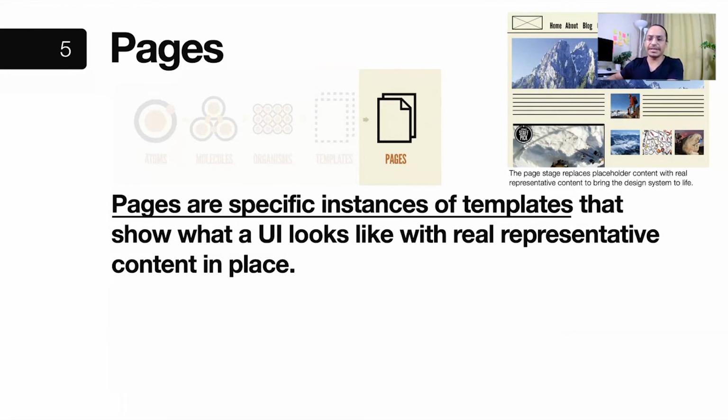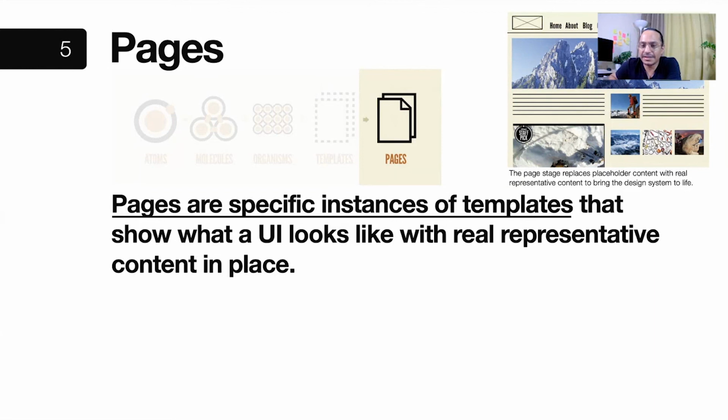Pages are specific instances of the template. Now, if there is a page for a service, or a product, you can create thousands of different pages just by following that particular template, right? So pages are specific instances of templates. You can replicate this. You can create a lot of different pages by using a template, okay, that show what a UI looks like with real representative content in place.